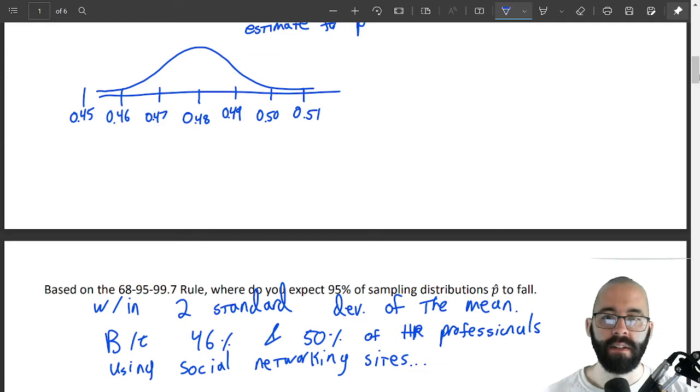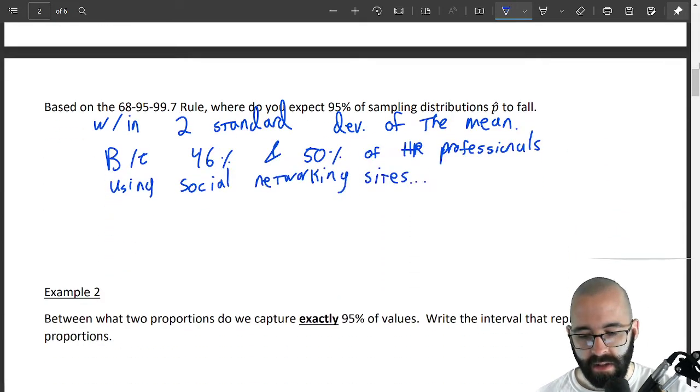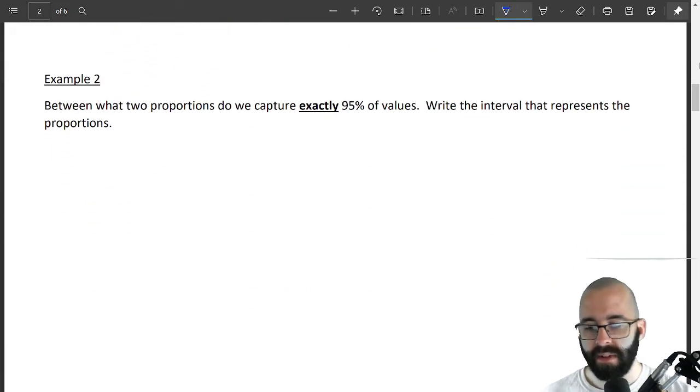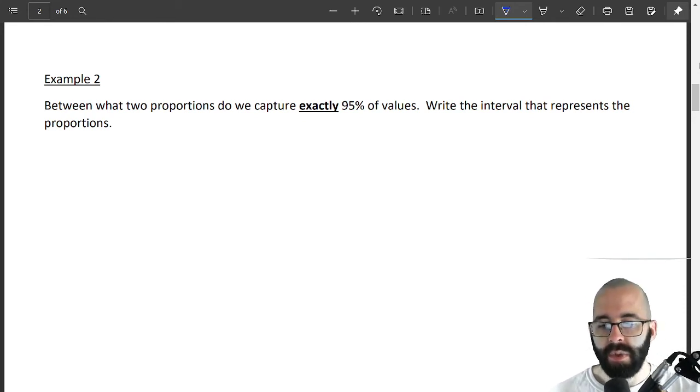All right. Let's look at another example. Between what two proportions do we capture exactly 95% of values?